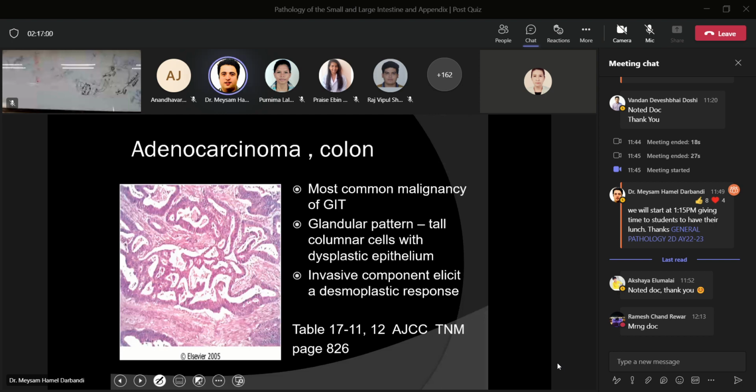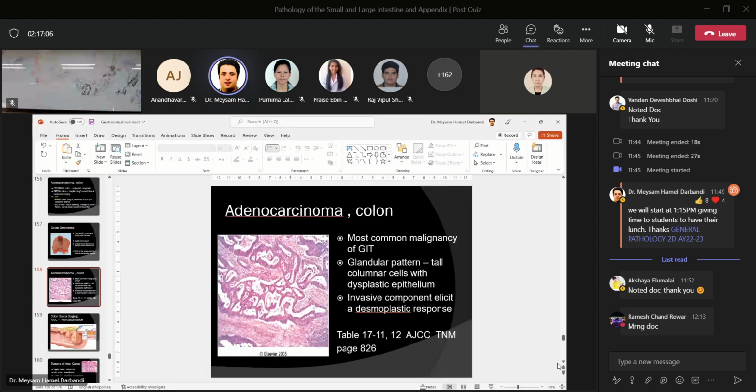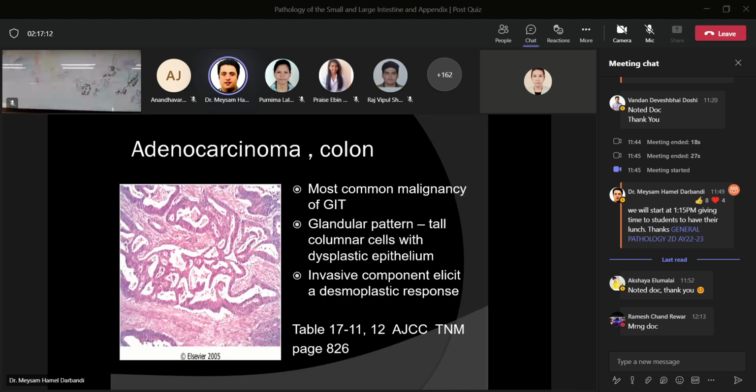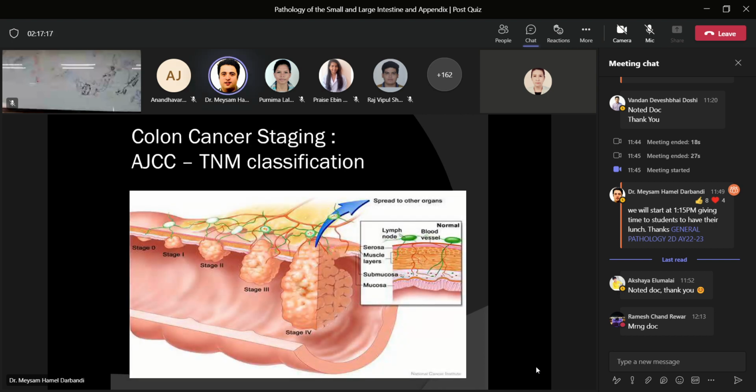So I need to speed up a little bit. Let me see. Where are we? So almost we are there. Please read table 17-11, okay? You are seeing the colon cancer staging, T, N and M. What is T? We said already, depth of invasion. What's N? Lymph node involvement. That's M.